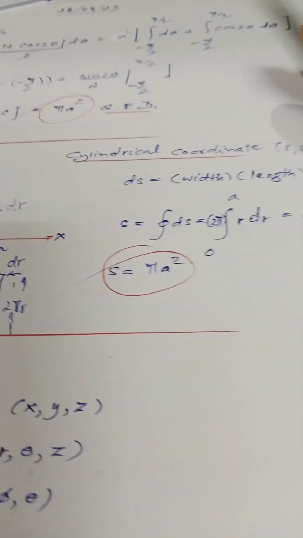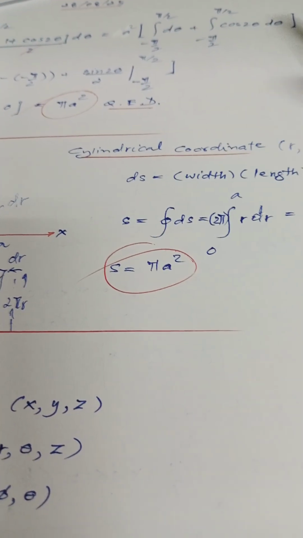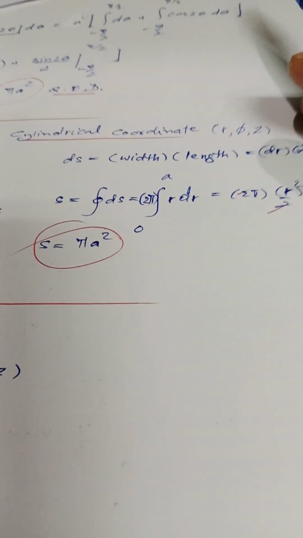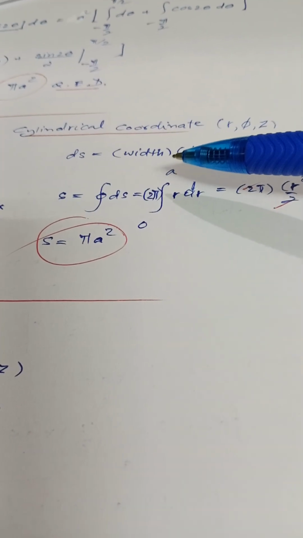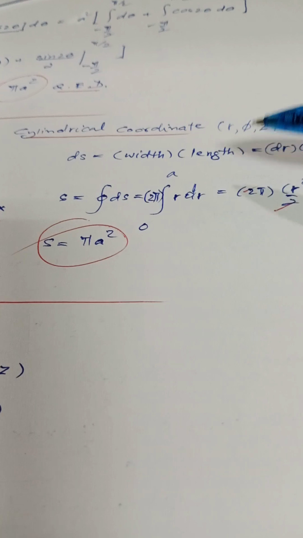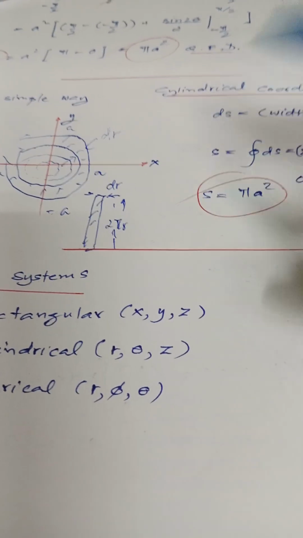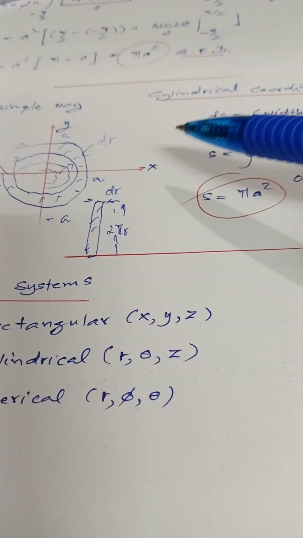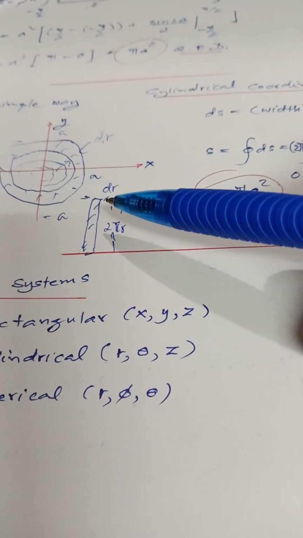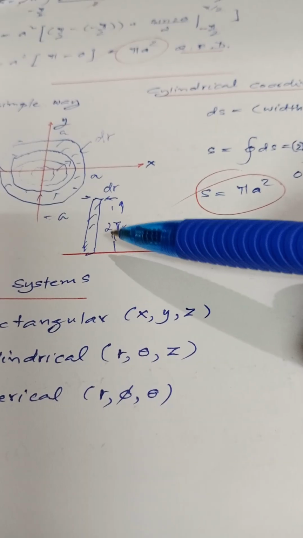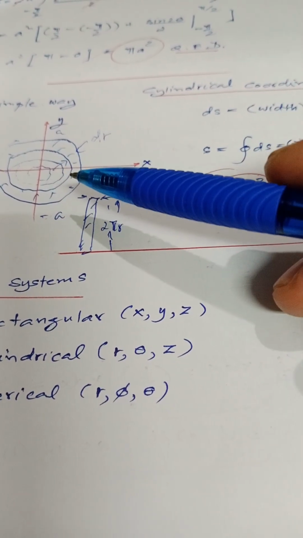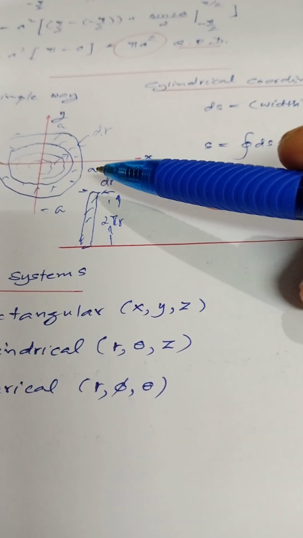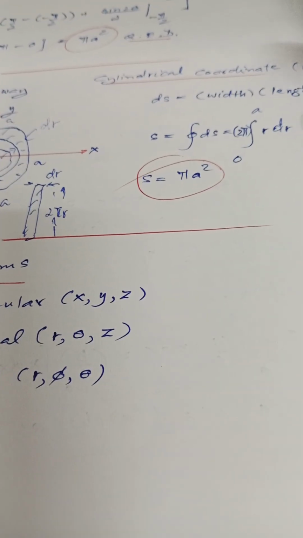you look at the cylindrical coordinate, that's in the term of r, phi, and z. And ds, you do the same thing, equal to the width multiplied by the length. And the width is actually dr. This is a cylindrical coordinate, right? And the length equal to 2 pi r. You have the radius r. So the radius starts from 0 to a, right? The maximum, that's the radius of the disk.